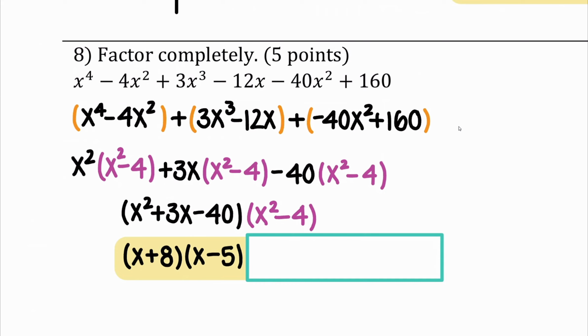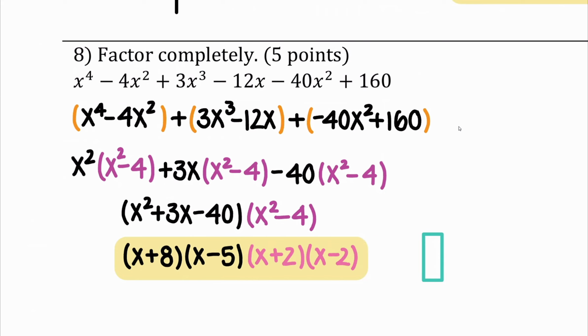And then the last one is a difference of two squares. So that's going to be x plus 2 times x minus 2. And then we're done.